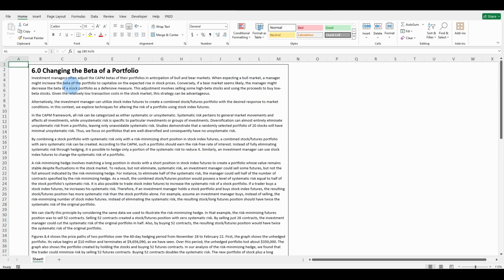That being said, investment managers often adjust the CAPM betas of their portfolio in anticipation of bull and bear markets. When expecting a bull market, a manager might increase the beta of the portfolio to capitalize on the expected rise in stock prices. Conversely, if a bear market seems likely, the manager might decrease the beta of a stock portfolio as a defensive measure. Think about this for a minute.